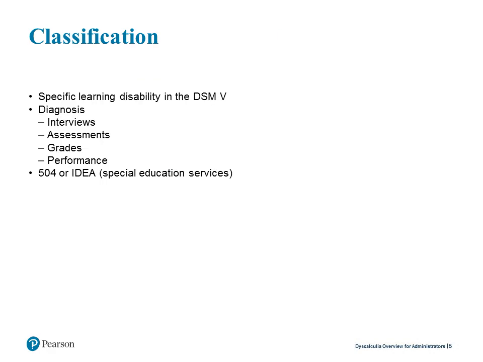So the classification for dyscalculia: it is classified as a specific learning disability in the DSM-5, and it is categorized with problems with number sense, memorization, recall of arithmetic facts, fluidity and accuracy in math computations, and accurate math reasoning and application.